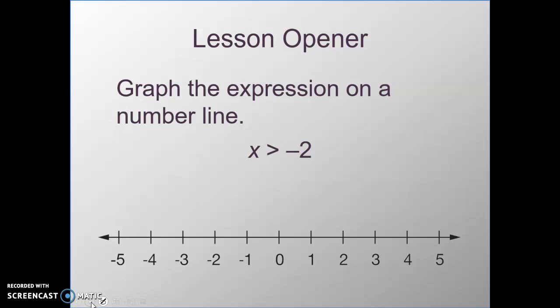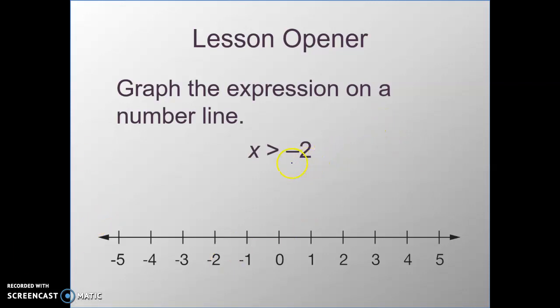Let's take a look at this opener. I want you to graph the expression on a number line. And our expression is x is greater than negative 2. Now you may have only been recently in the past few years graphing in our Cartesian plane with the 4 quadrants, and you may have forgotten how to graph on a number line.